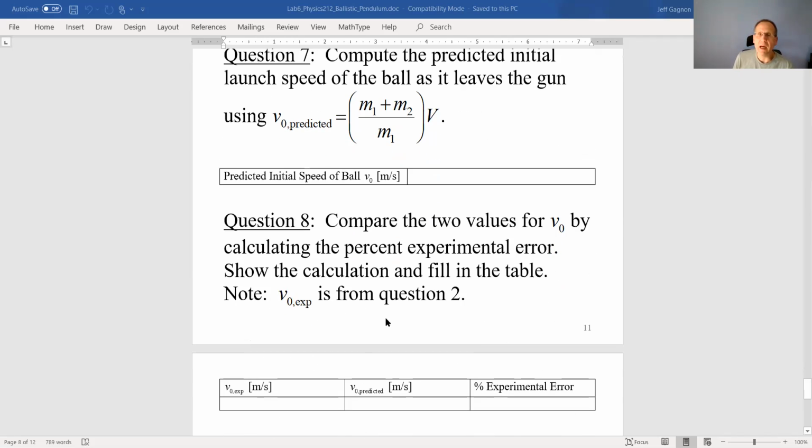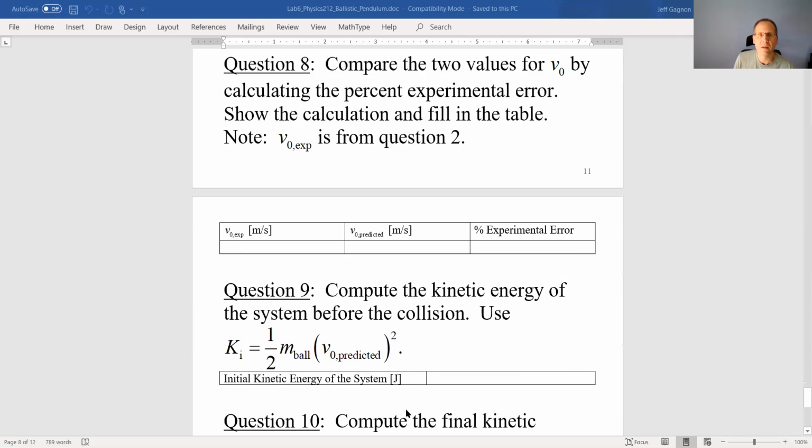Question 8, compare the two values for V naught. So V naught experimental, remember that was calculated back in question 2, to V naught predicted, which is from question 7. So compare them by calculating the usual percent experimental error. So make sure you divide by the predicted one.